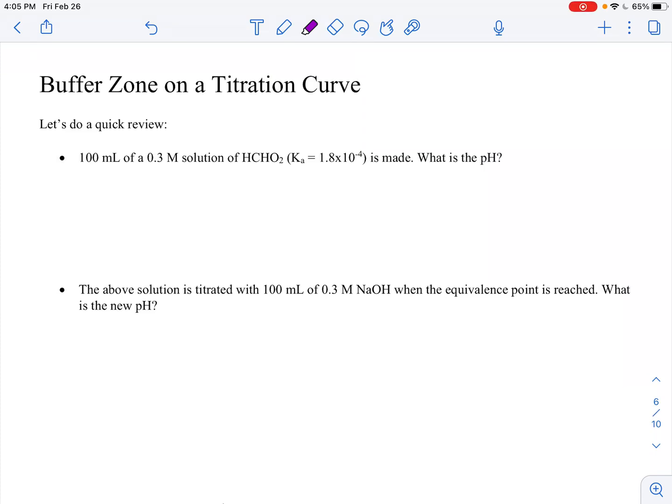Okay, so what we're now going to do is take a look at a different perspective for buffers, and that is called the buffer zone on a titration curve. We've got a lot of stuff going on in this unit, and it's real easy to lose track of. So what we're going to do now is look at a variety of different places on the titration curve and how to do that math, and a quick review of some things.